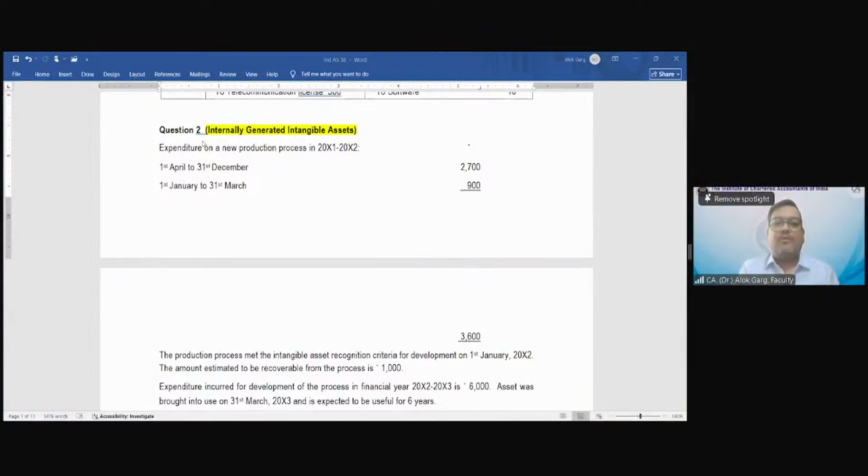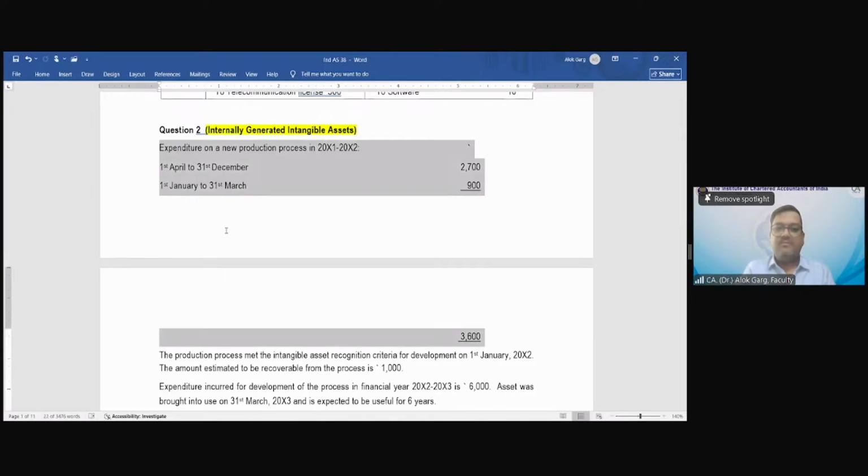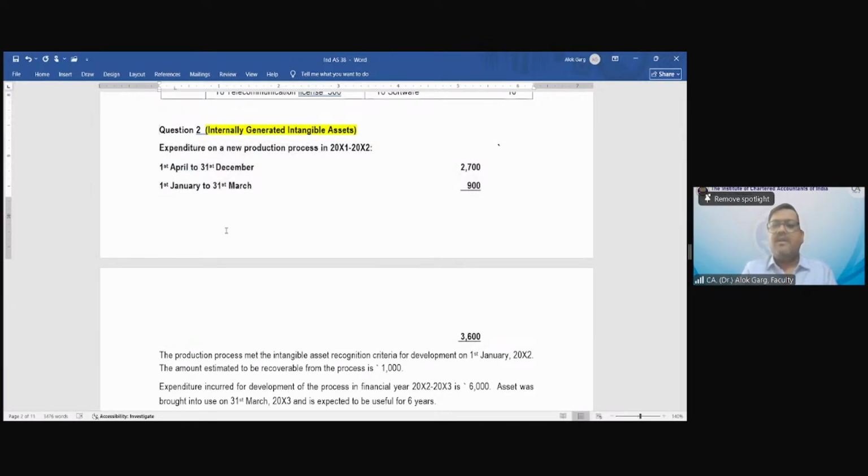Question number 2. This is on internally generated intangible assets. Expenditure on a new production process in 20x2, from 1st April to 31st December and from 1st January to 31st March. 2700 is the expenditure from April to December, 9 months, and from January to March it is 900. The total expenditure is 3600.